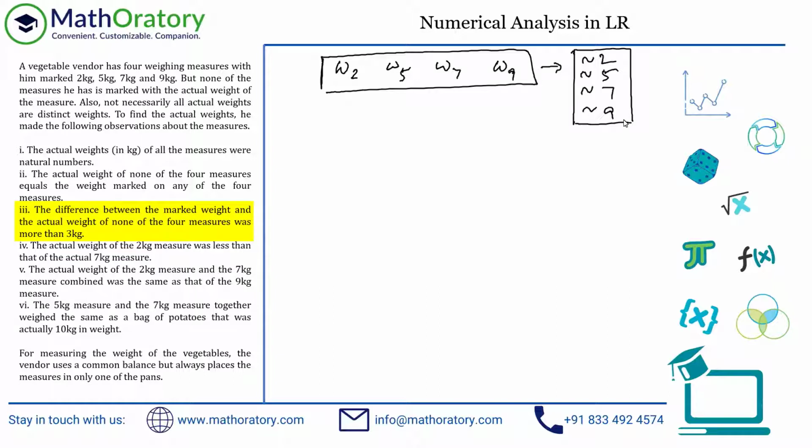Third one says the difference between the marked weight and the actual weight of none of the 4 measures was more than 3 kilo. This is something important. So now I have no visual way that I think of to represent this.